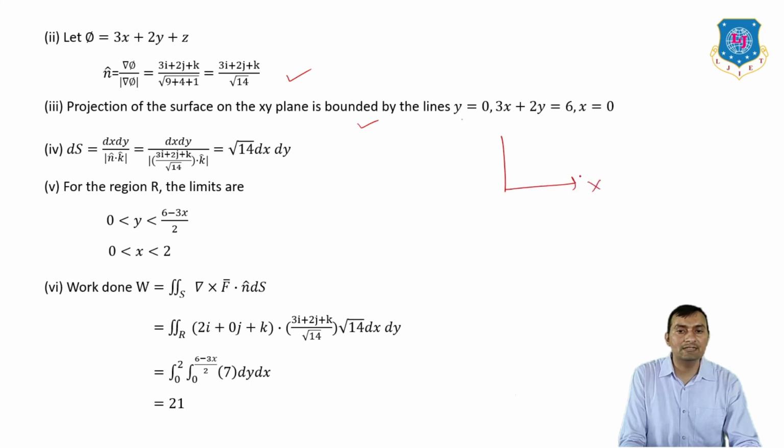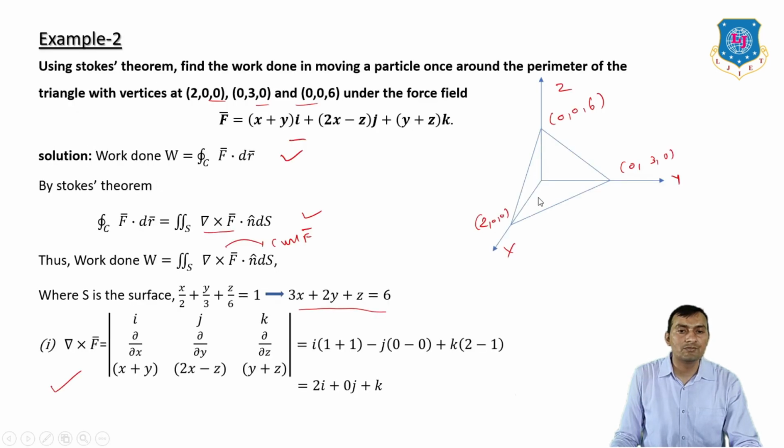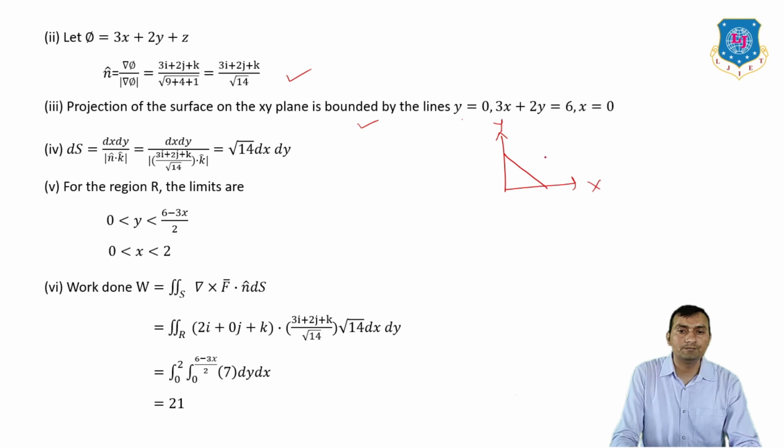the following. You can notice that this is the x-axis and this is the y-axis. Along the x-axis, the point is 2, 0, and this is 0, 3. So this line will be x divided by 2 plus y divided by 3 equal to 1, that is, 3x plus 2y is equal to 6, which we have written over here. This is the line y equal to 0, and this is the line x equal to 0. The dS you can also find, it is very easy because we have assumed the projection on the xy plane. So the limits you can also find.